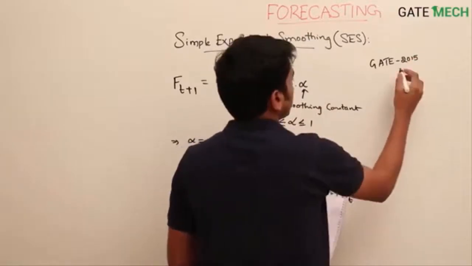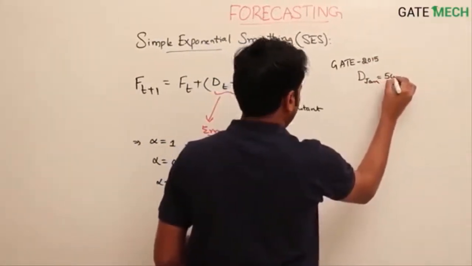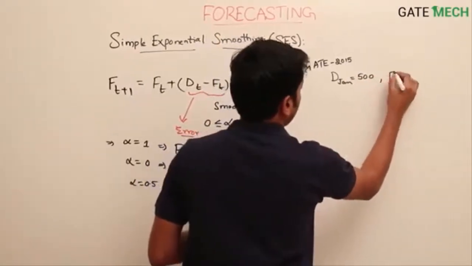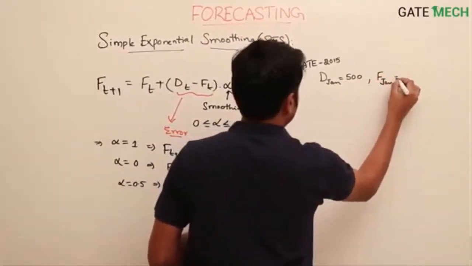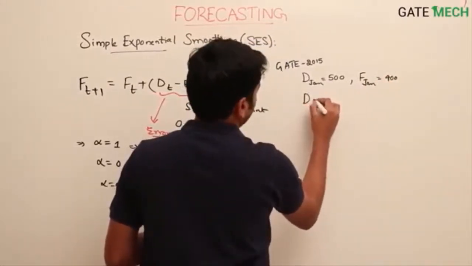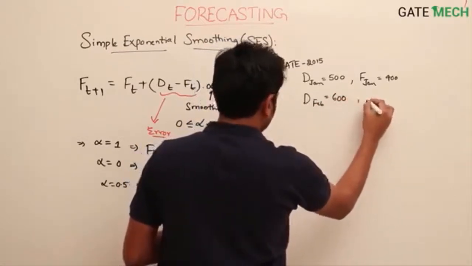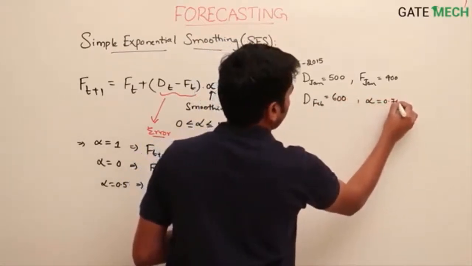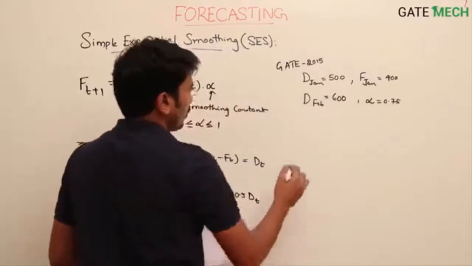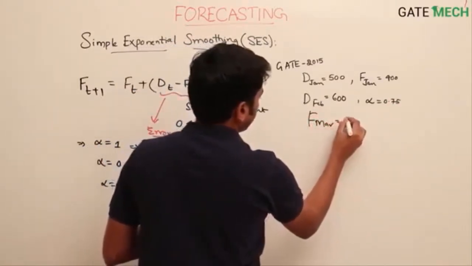So the question is like this. The demand for January month is given as 500. Similarly, the forecast for January month is given as 400. And demand for February month is given as 600. And the smoothing constant alpha is 0.75. So we need to find the forecast for March.